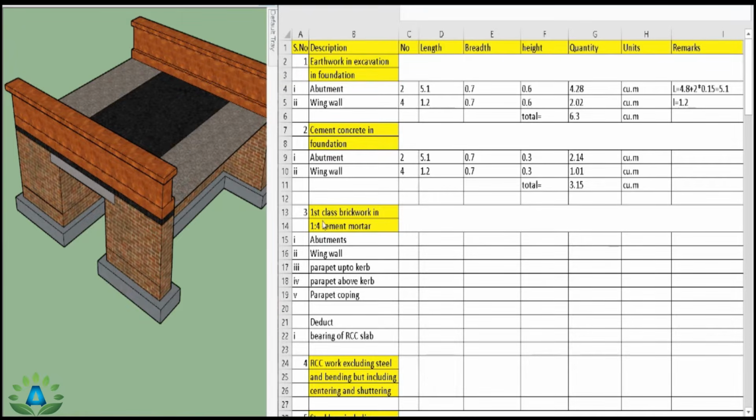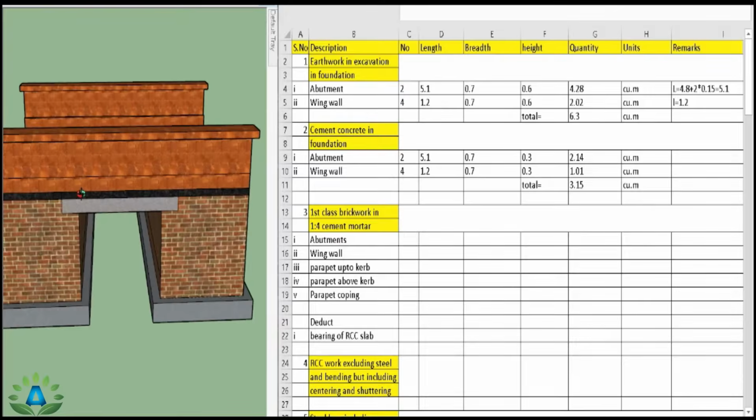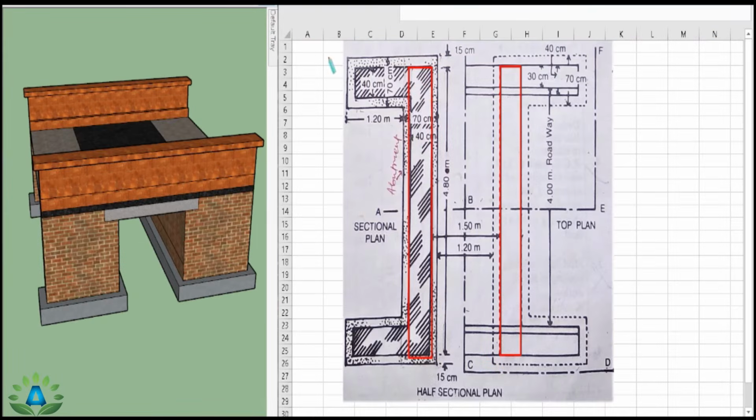Now our next step is to calculate this first class brickwork in 1:4 cement mortar. That means these brickwork portions, this also and this also. Here we can see that we have this brickwork in this portion, but we don't have this brickwork in this RCC slab, so we have to reduce this RCC slab later. Here we have to do this brickwork in this hatch portion.